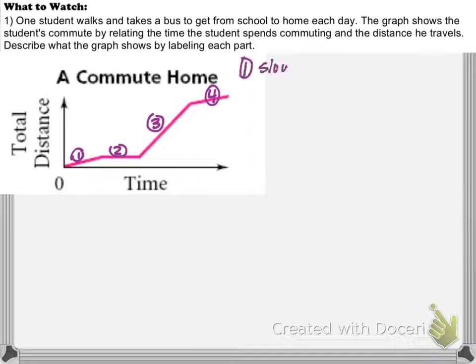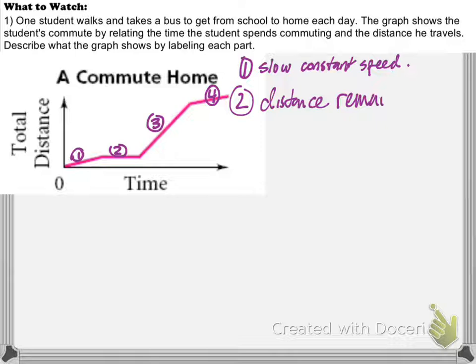So the initial part is a slow constant speed. It's a flat line, but it's got a steady incline. So that means the distance is slowly getting further from origin, and time is progressing steadily, so it's a slow, constant speed. In the next one, time is moving on, but the height or the distance that's changed is not changing at all. So that means that we're standing still. All right, so this must be the kid walking and then waiting for the bus.